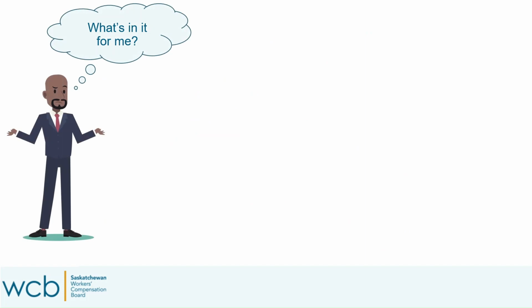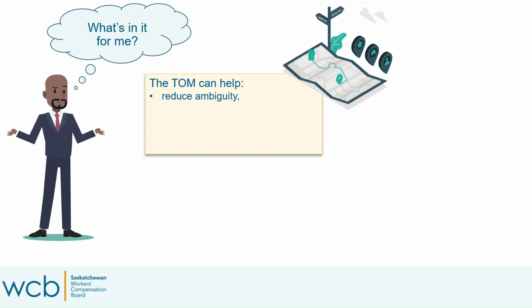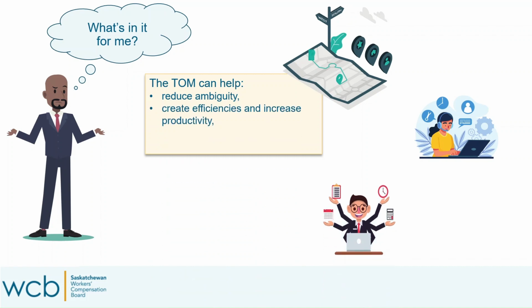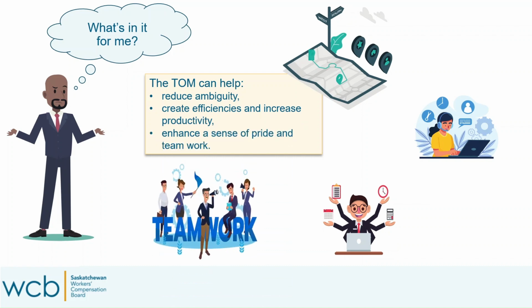As mentioned, the target operating model helps to drive and steer the WCB to an optimized future. Understanding the target operating model can help reduce ambiguity by providing the roadmap of where we're going and how we're going to get there, and the service delivery we're striving for. Ultimately, these optimized business processes have the potential to create efficiencies and increase productivity at an individual and team level. The target operating model also helps us understand that we all play an important role helping the organization achieve its objectives. This can create a sense of pride and teamwork.